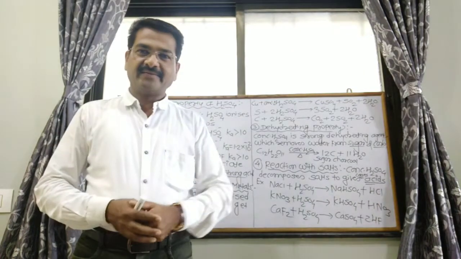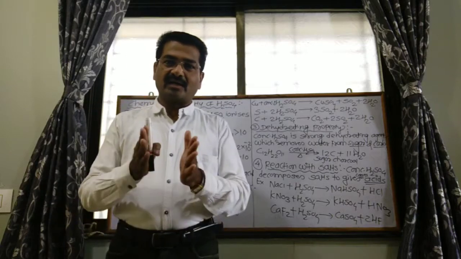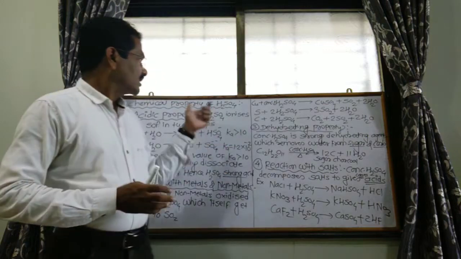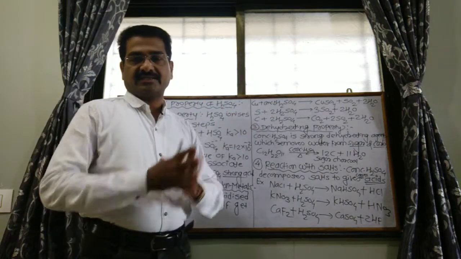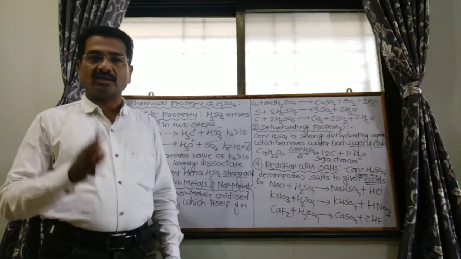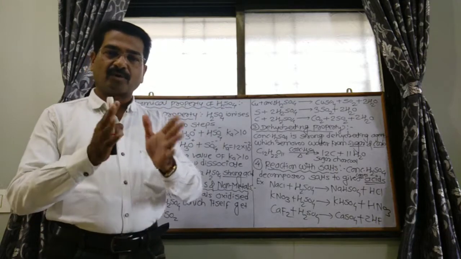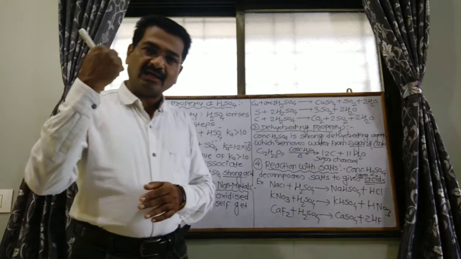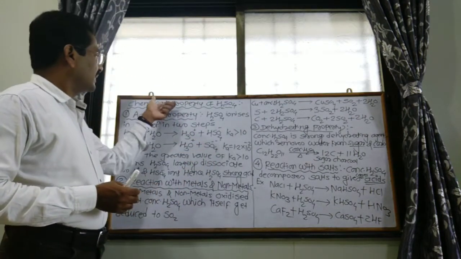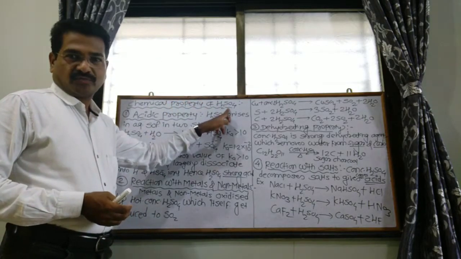Good morning, everybody. In this class, we are going to learn about the chemical properties of sulfuric acid. First of all, we have learned all the terms of sulfuric acid, that is preparation methods, physical properties, and uses of sulfuric acid. So in this class, we see the chemical properties of sulfuric acid, that is H2SO4.